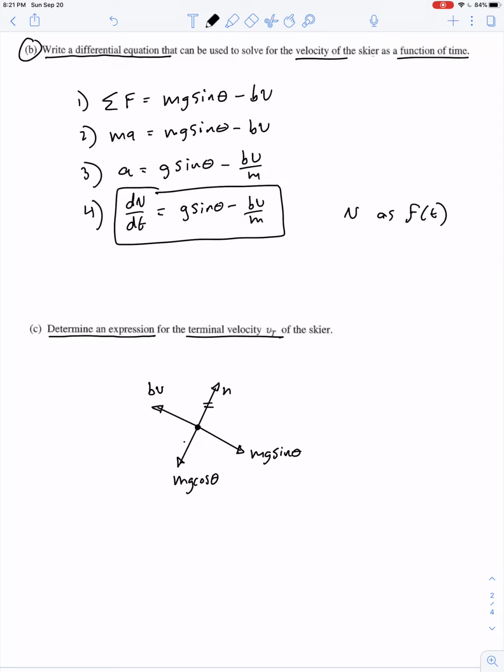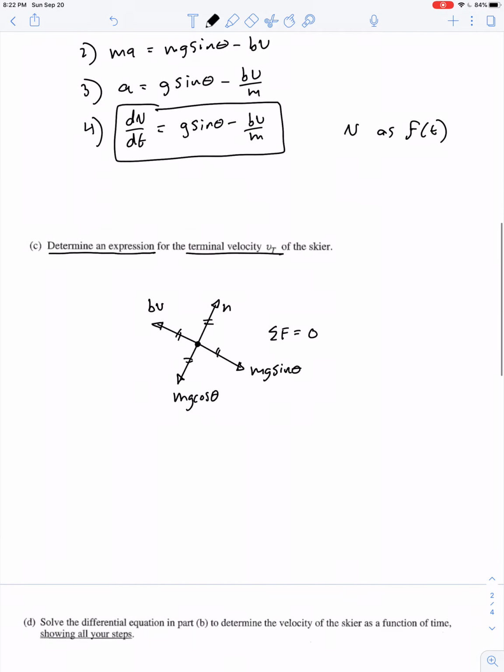So at that point, it represents equilibrium. The net force is 0. Doesn't mean the skier stops. It means the skier stops speeding up, and whatever the velocity is at that point will be terminal velocity. So we can actually put the subscript t here. So that means b times terminal velocity is equal to mg sine theta. So terminal velocity is mg sine theta divided by b.